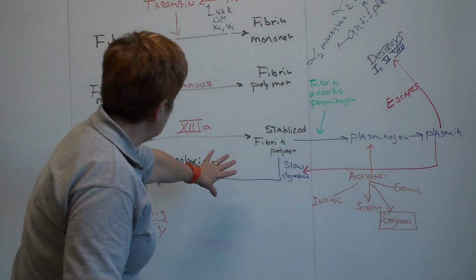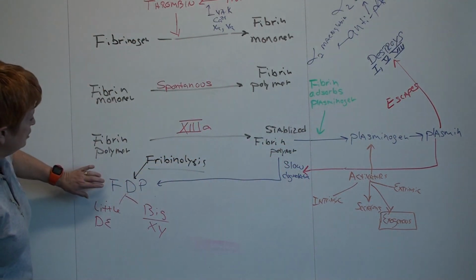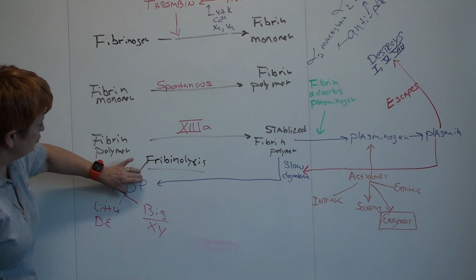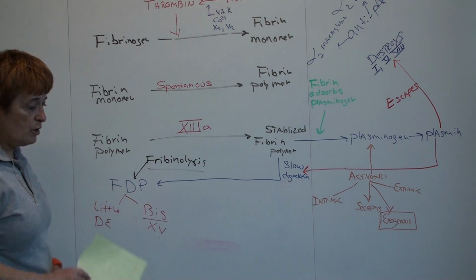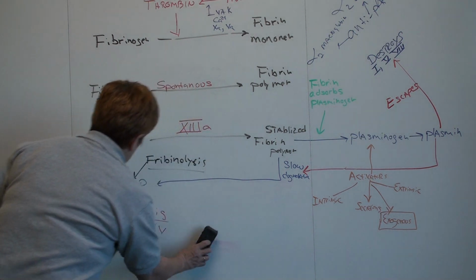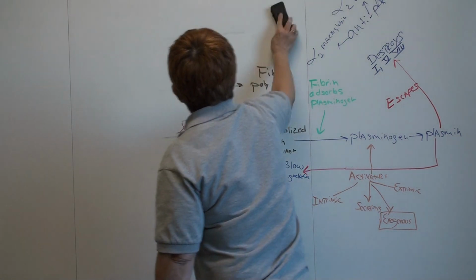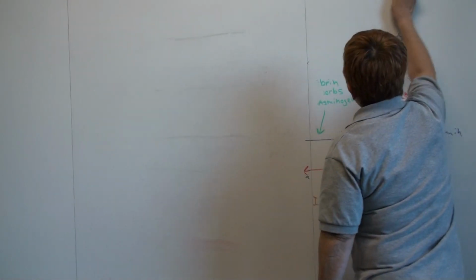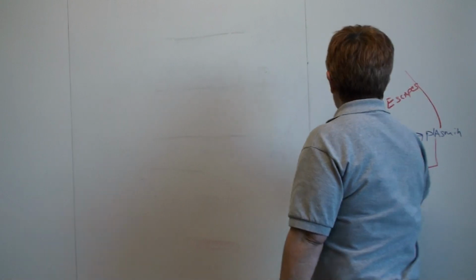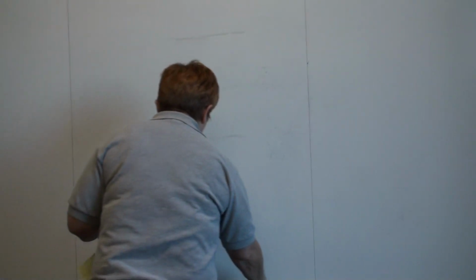Now, I'm going to explain. Remember I said, as it's degrading, it's going to degrade down to fibrin degradation products. And we have little pieces and big pieces. So what I'm going to do right now is explain that. In the laboratory, the testing that we're going to check for fibrinolysis and for DIC are your fibrin degradation products, or they also call them D-dimers.